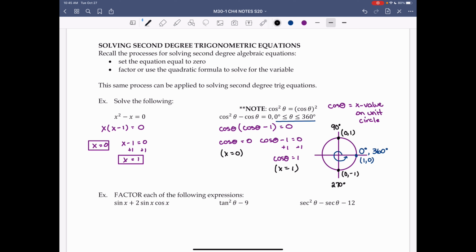So our solutions then, when cos theta equals 0, we have theta equals 90 degrees and 270 degrees. And then when cos theta equals 1, that is when theta equals 0 degrees and 360 degrees.